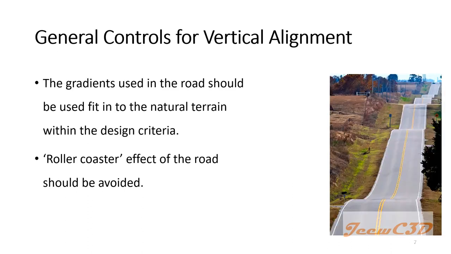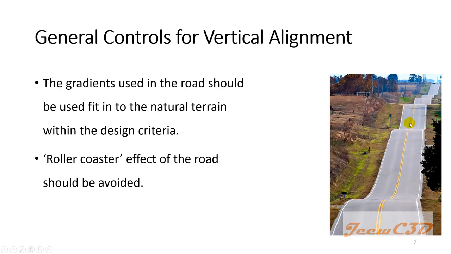Then we will be looking at the general controls for horizontal, vertical curves, vertical alignment actually. As I said earlier, the gradients and the vertical curve should be used to fit the natural terrain, but in doing so, you should not make the road with the roller coaster effect. In this case, you can see this road is following the natural terrain, but this is kind of a roller coaster road.